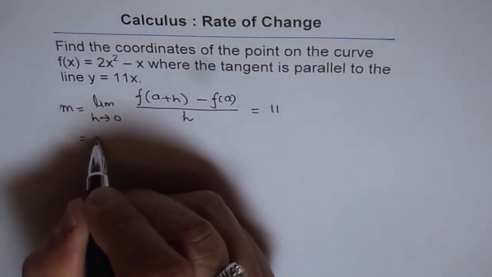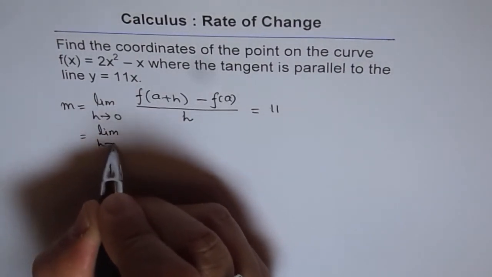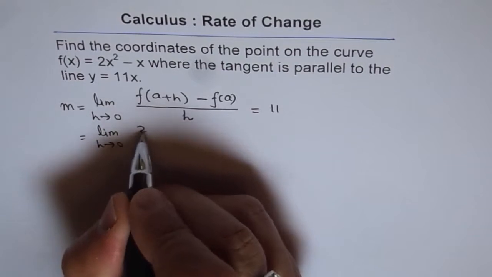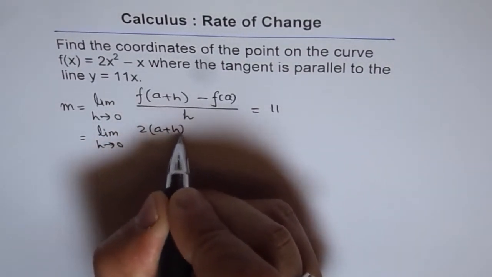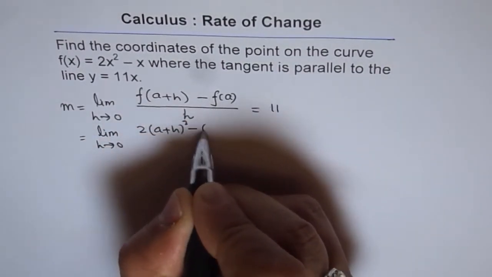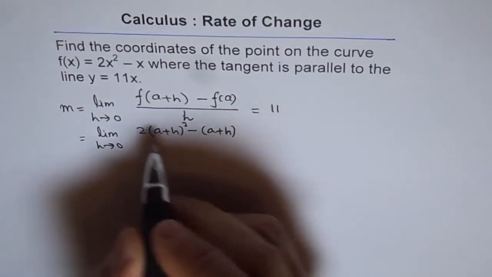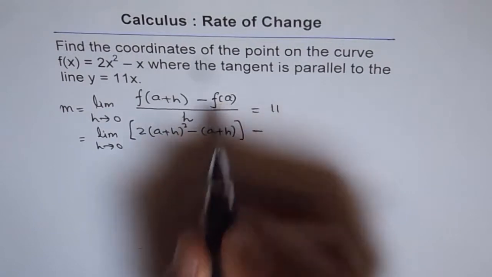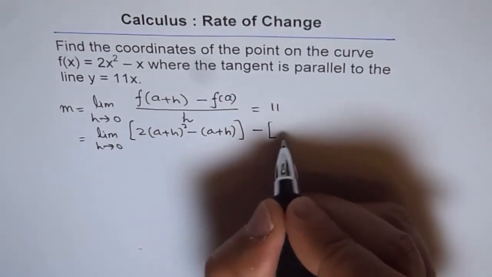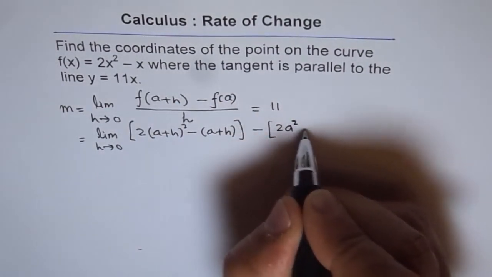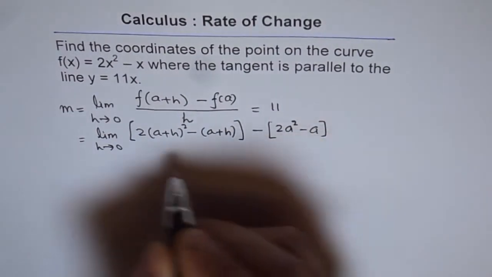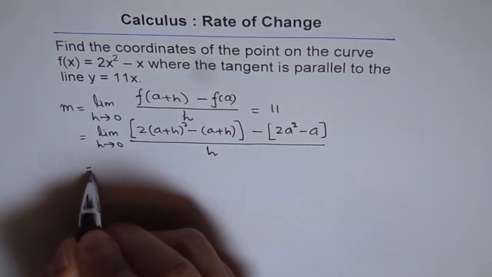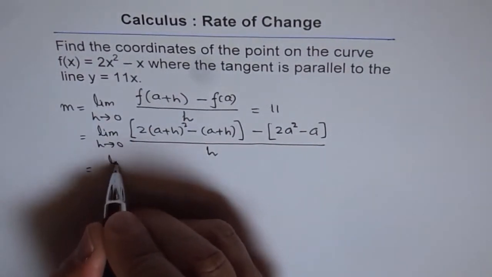So limit h approaches 0. What is f of a plus h for this function? It is 2 times (a plus h) whole squared minus (a plus h). So that is f of a plus h, correct? Minus f of a, which is 2a squared minus a, correct? Over h. Now I'd like you to expand this and simplify.